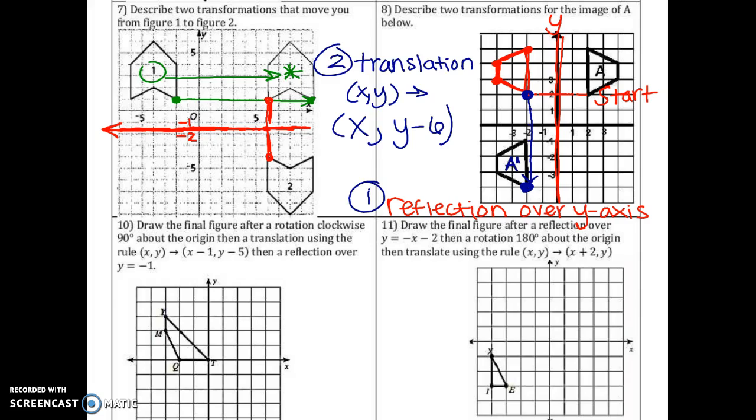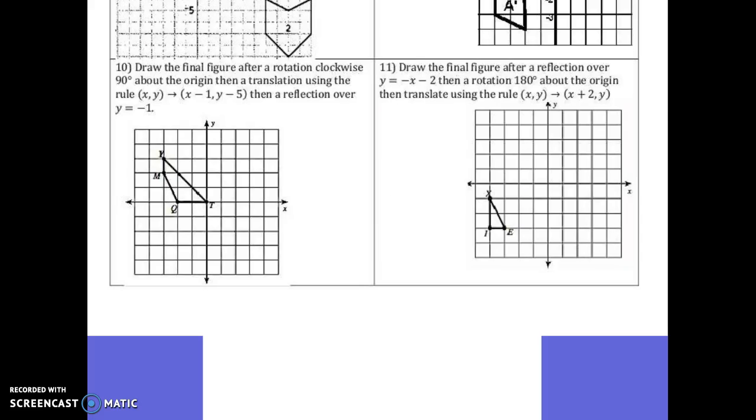So the next one, number 10, I think it skips 9. Draw the final figure after rotation clockwise 90 about the origin, then translate, then reflect. So we got quite a few things to do with this one. So the first thing is rotate clockwise 90.